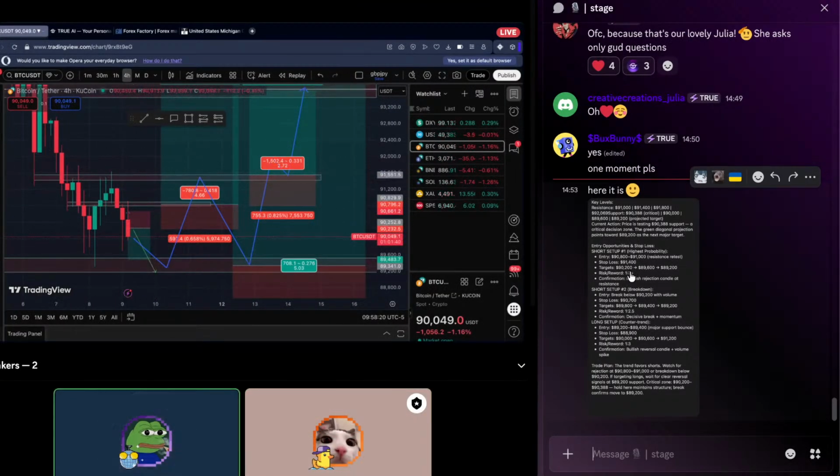Yeah, so the first one, it's TrueAI saying basically the same thing that I just marked over here. Price goes back to 91,500. We failed to close above. You take an entry here, targeting back to 89,500.